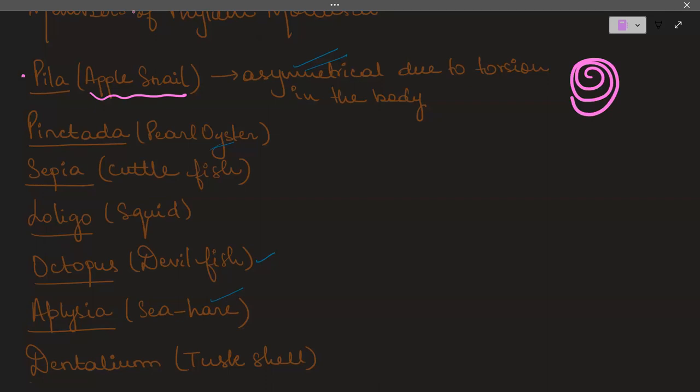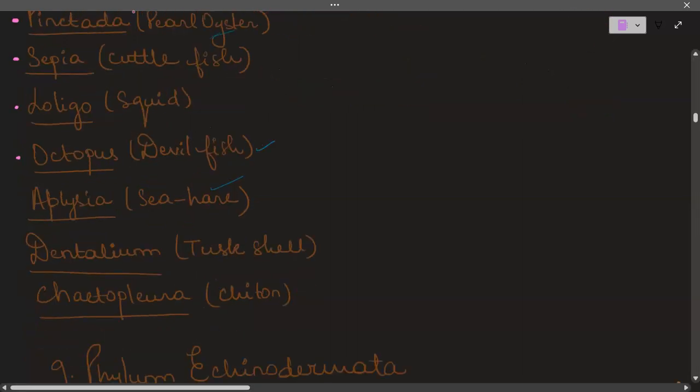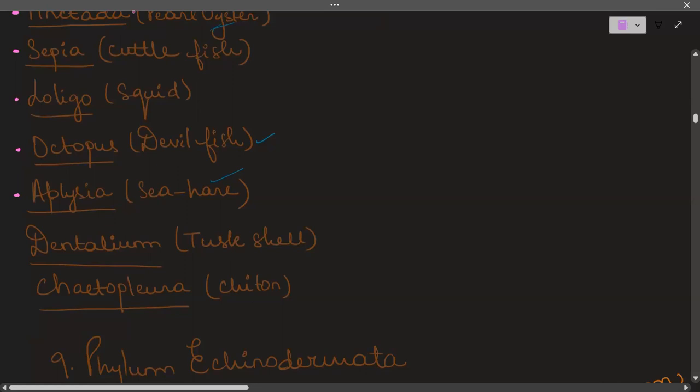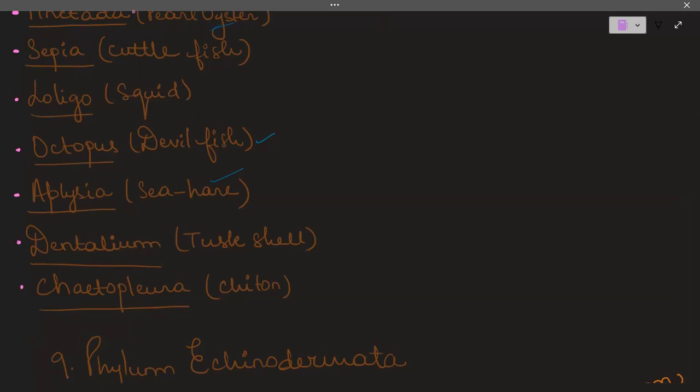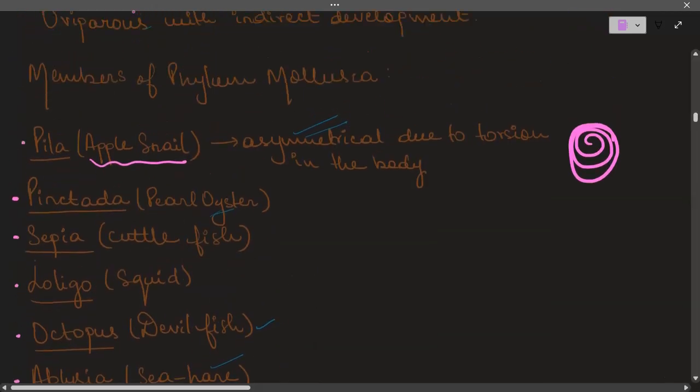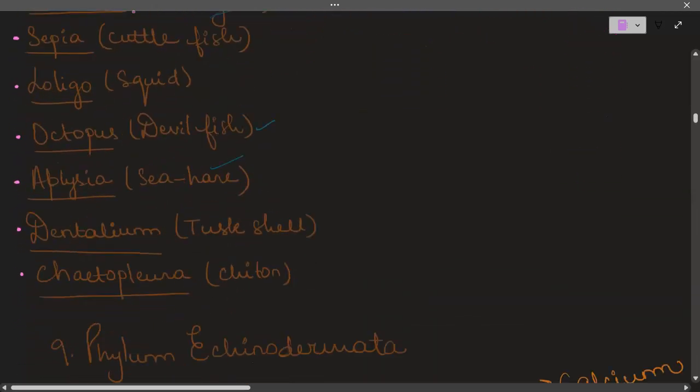Then there is the pearl oyster, which is known as Pinctada. There is cuttlefish, which is known as Sepia. There is squid, which is known as Loligo. Devilfish, that is octopus. Sea hare, that is Aplysia. Tusk shell, Dentalium. And chiton, that is known as Chitoplura. These are the members of the phylum Mollusca.